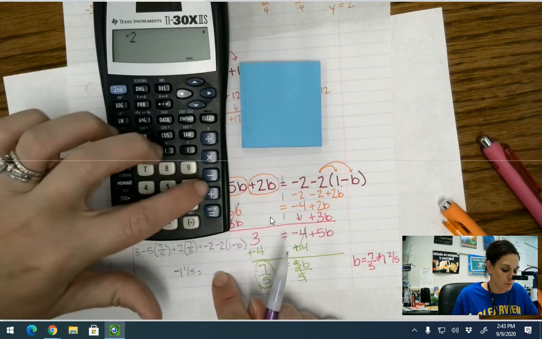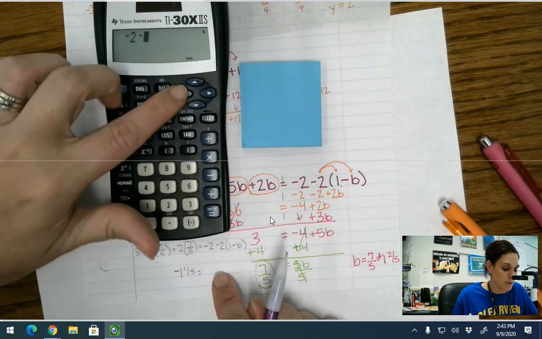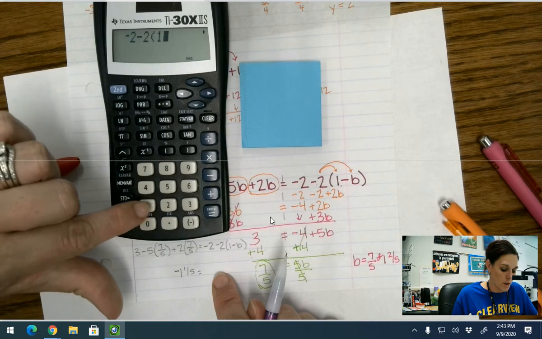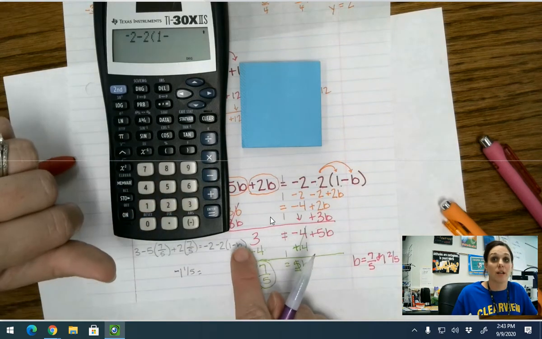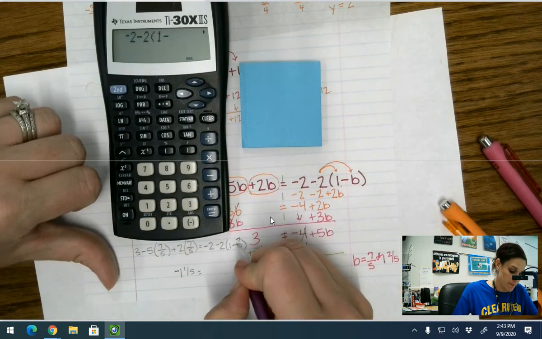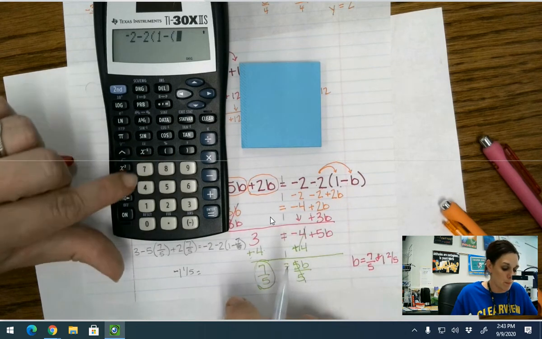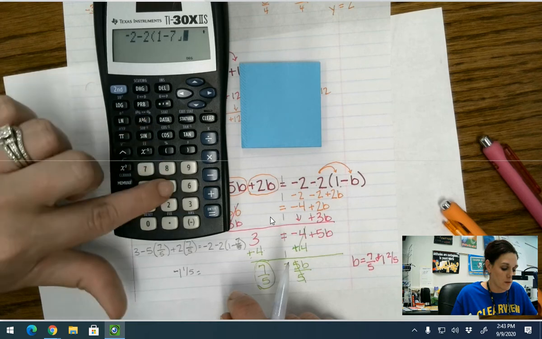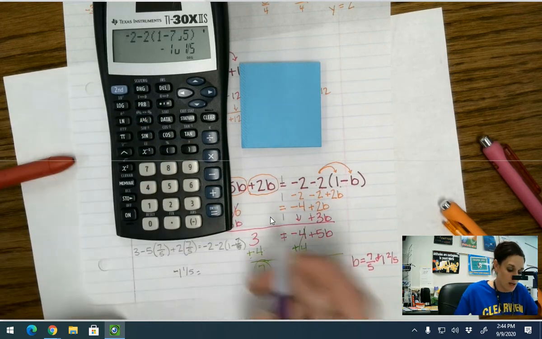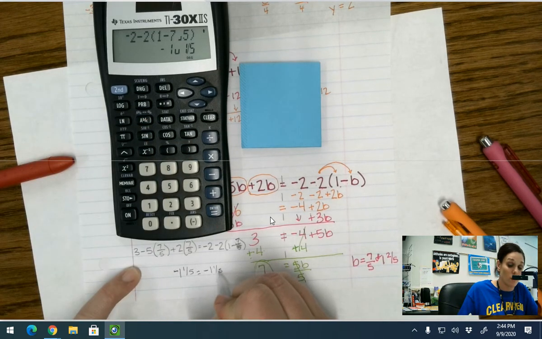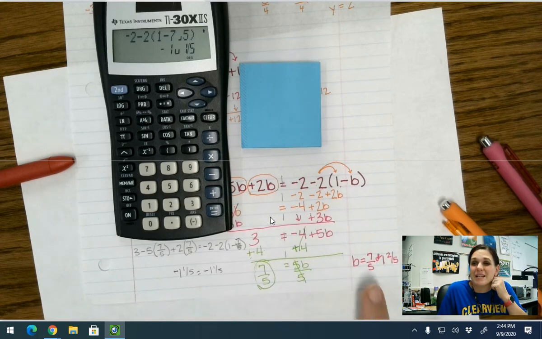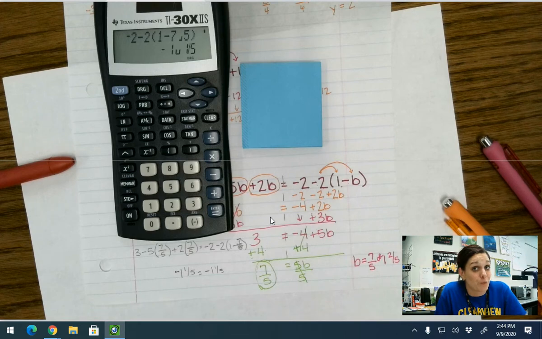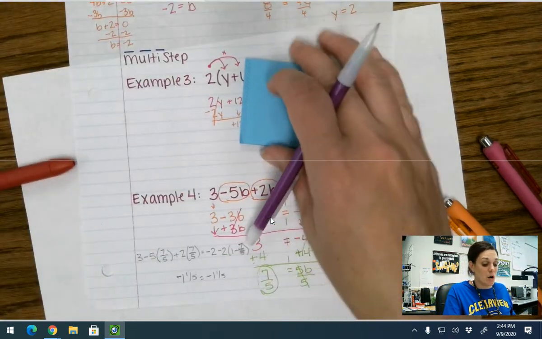-2 minus, oops, I put the wrong thing, minus 2 times the quantity of 1 minus, and I'm sorry, that's supposed to say 7/5, not b. I'm going to put a parenthesis so it reads it as 7/5. Let's see if it reads it like that. And I get -1 and 1/5. So just because my answer looks weird doesn't mean that it's not the answer. Okay?